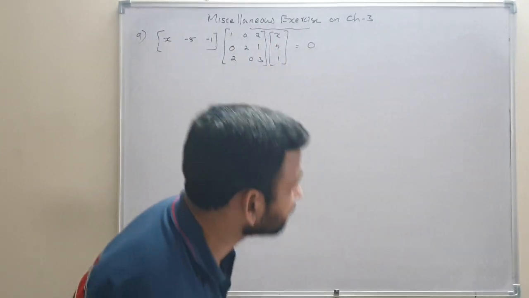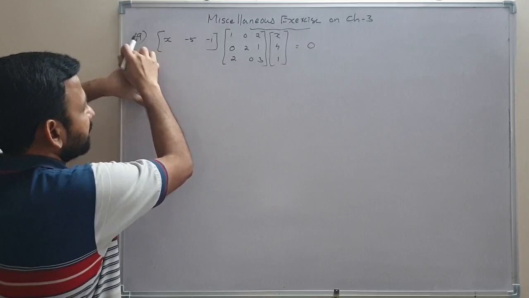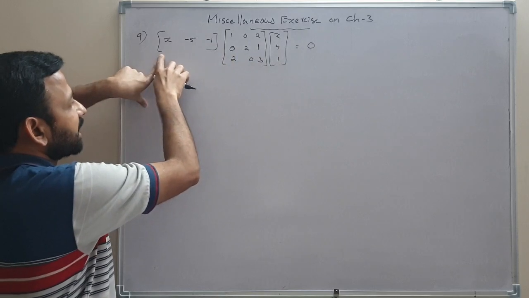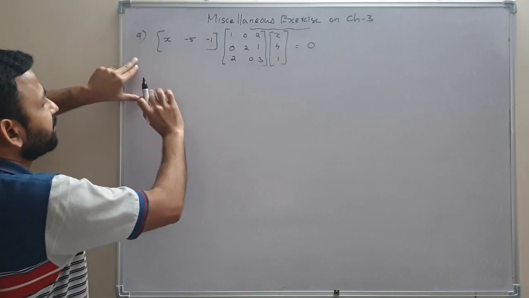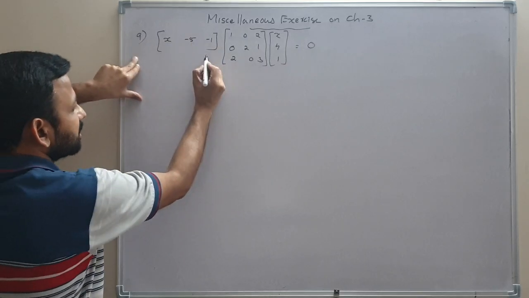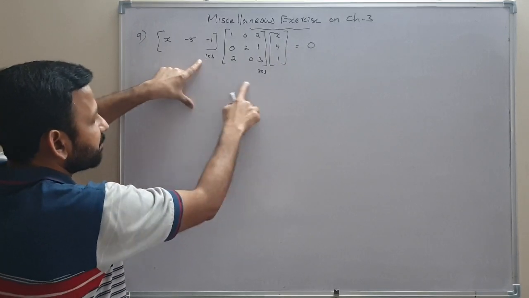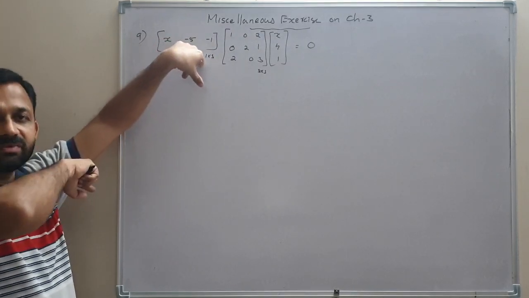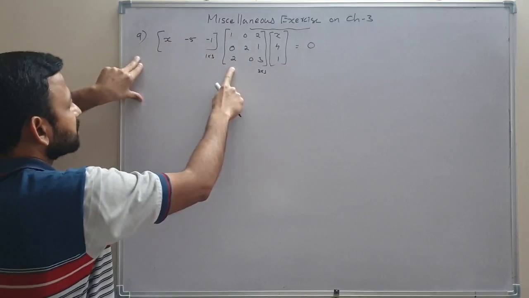So here we need to find the product of first two matrices. Here multiplication is possible. Number of columns of first matrix is equal to number of rows of second matrix. So first we can find the product of first matrix and second matrix. Then when we find the product, this is a 1 by 3 matrix, this is a 3 by 3 matrix, so the product will be a 1 by 3 matrix. That means we will have only one row and 3 columns.